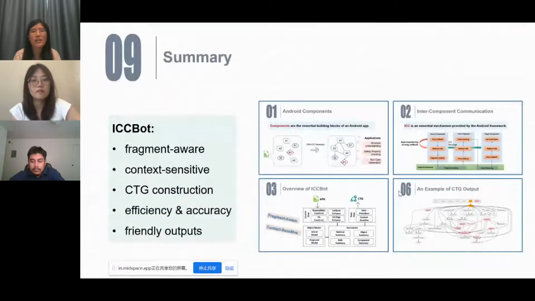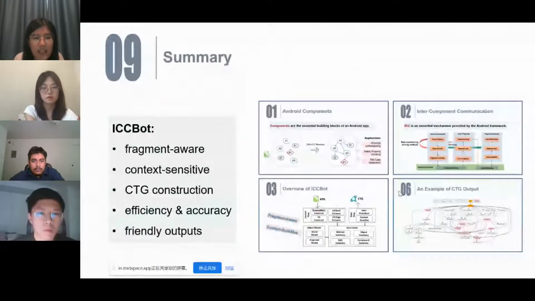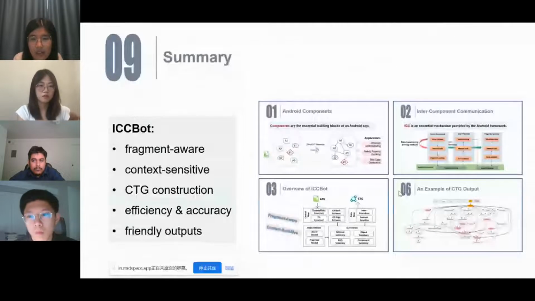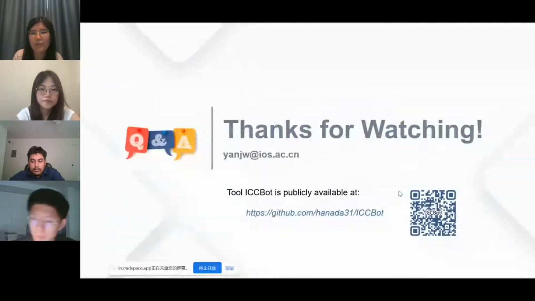In summary, this paper presents the fragment-aware and context-sensitive resolution tool for Android apps. It can efficiently construct a component transition graph with a higher accuracy. It also generates friendly outputs to users. Our tool is now publicly available on GitHub.